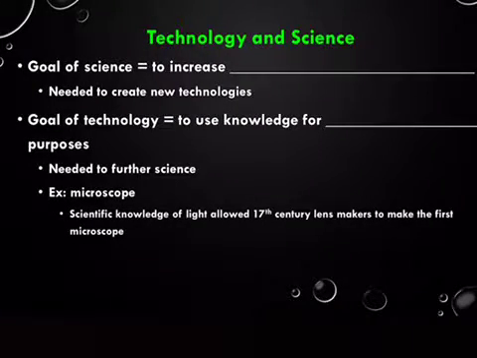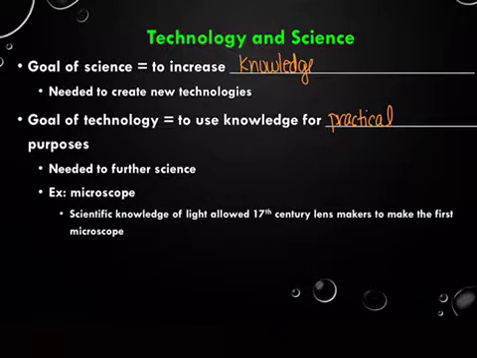So the goal of science is to increase our basic knowledge of the world around us. In order to do that, it is needed to create new technology. So think of Copernicus needing evidence that the sun was the center of the solar system, but that didn't come along until the new technology showed up. The goal of technology is to use knowledge for practical purposes. And this is needed in order to further science.